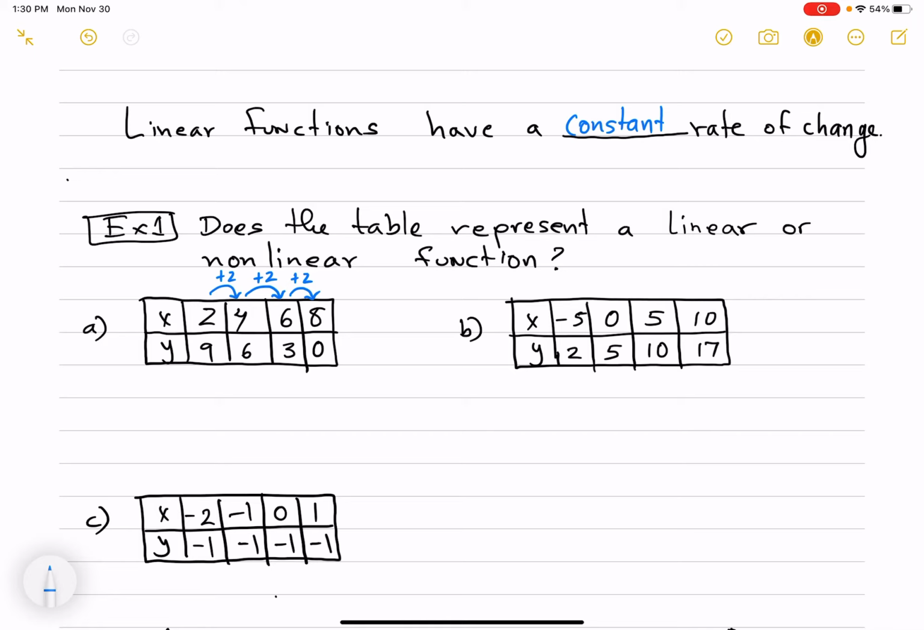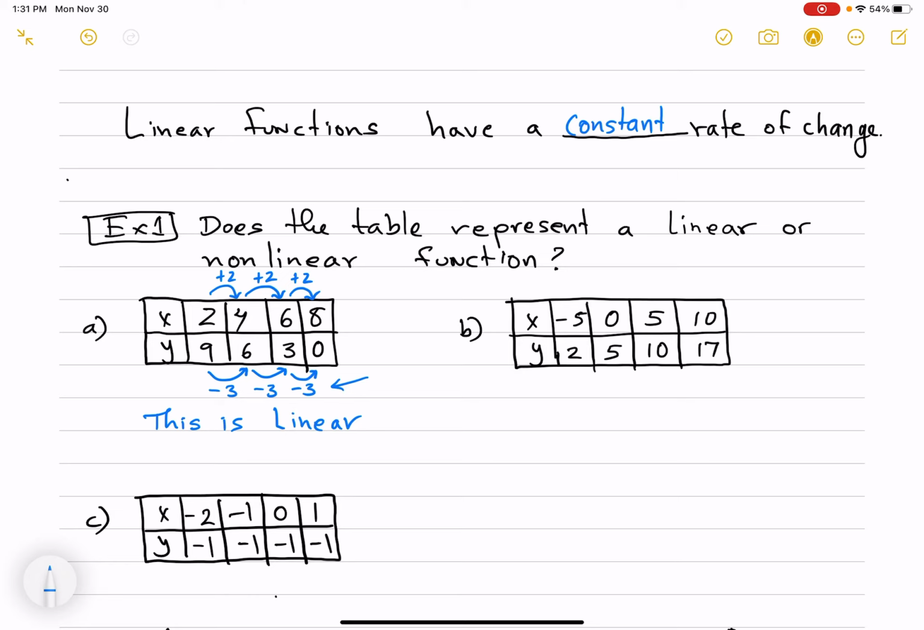We have to take a look at the y. If you go from 9 to 6, you're practically subtracting 3. From 6 to 3, you're subtracting 3. And from 3 to 0, you subtract 3. Now, this is a linear function because there's a constant rate of change. Do you see that? The x's and the y's are changing at the same rate. Or I should say, from step to step, the difference in the x's is the same, and from step to step, the difference in the y's is the same. So we say this is linear because it has a constant rate of change.